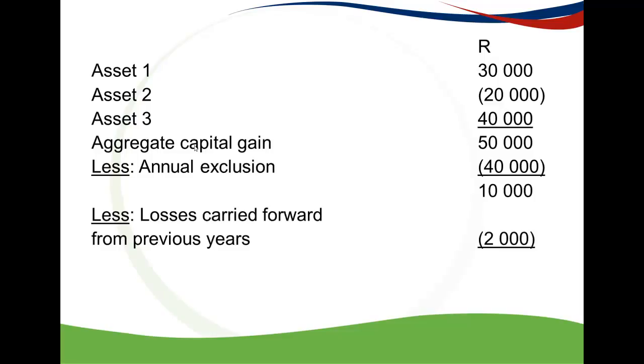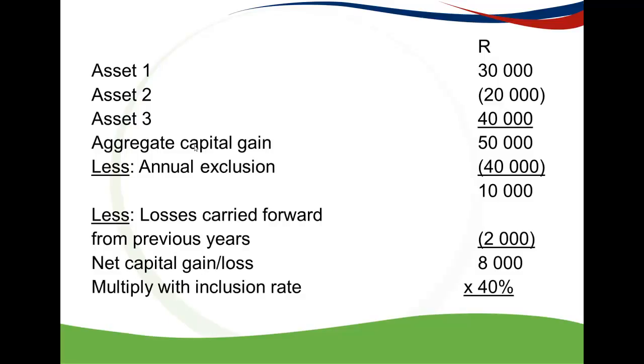From that, we then need to go and deduct any losses carried forward from the previous years, which is 2,000 Rand, and then you are left with a net capital gain of 8,000 Rand. The next step is to go and multiply it with the inclusion rate. The inclusion rate for an individual is 40%, and then you are left with your taxable capital gain.